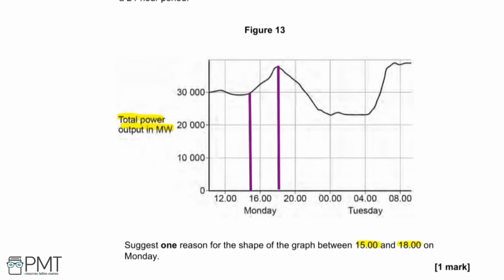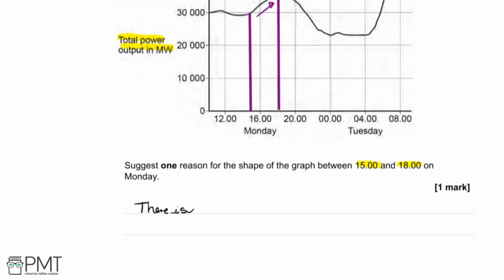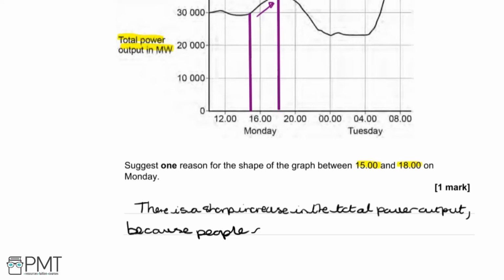You can see that there's a sharp increase in the total power output. But why is this? Why is there a sharp increase in the power output between 3 PM and 6 PM? So if you think about what normally happens during this time on a Monday, normally it's the time where people start getting back from school and work. They might have a cup of tea with the kettle on, they might start making dinner, turn the telly on, so maybe that's why the power output increases. It's because people are coming home from school and work.